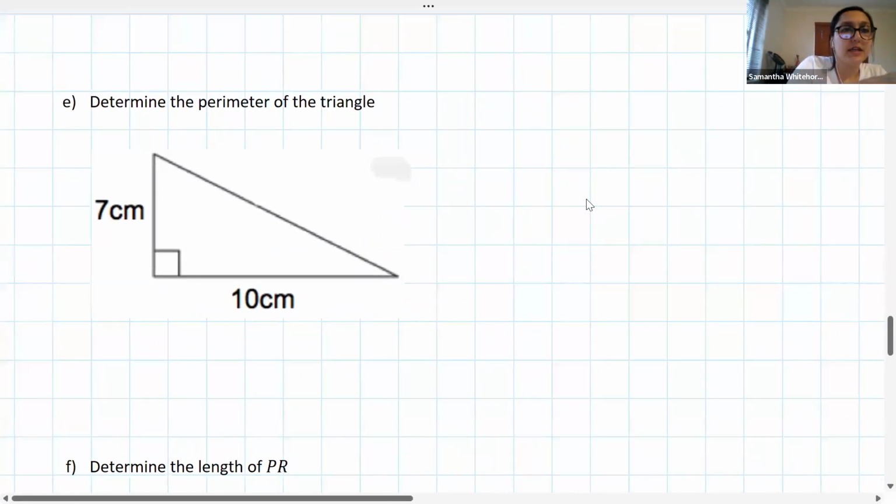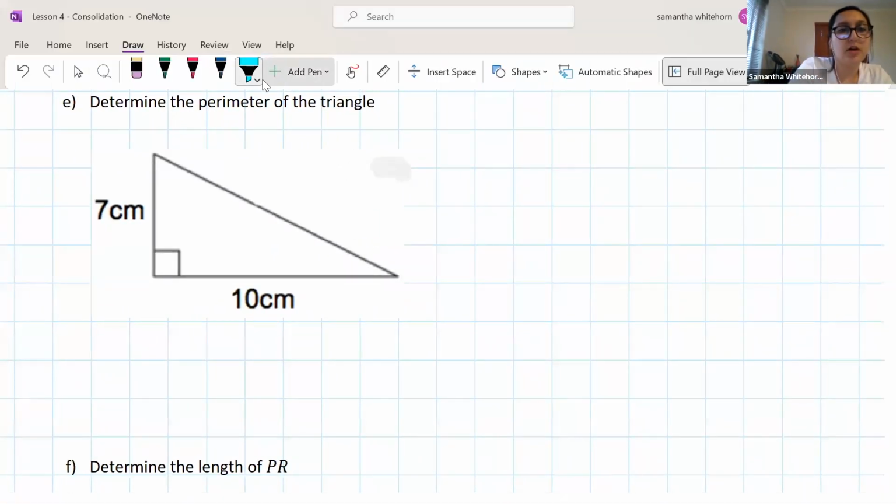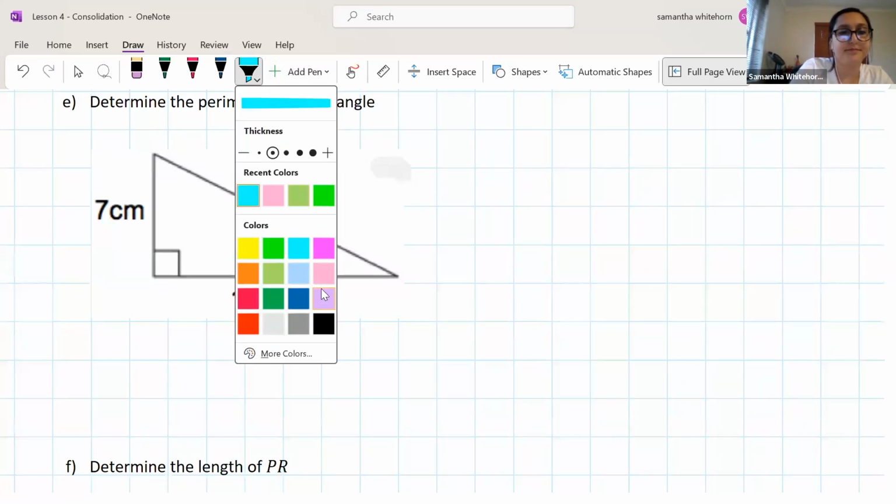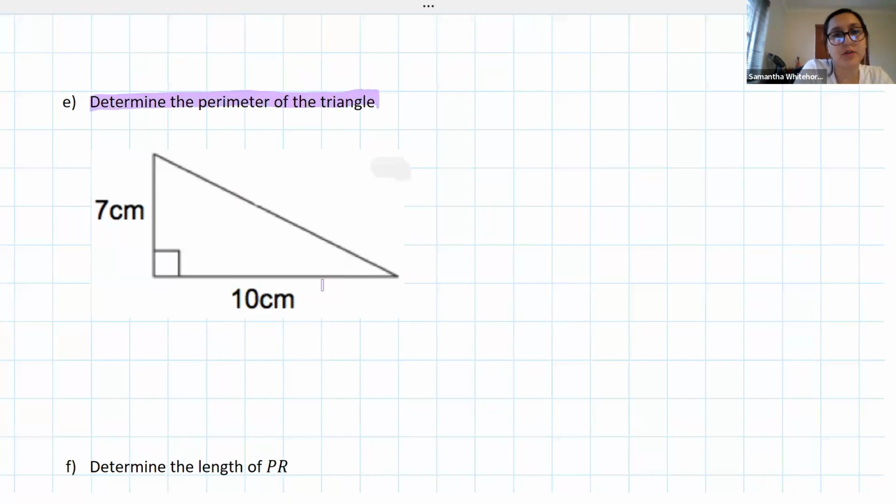The question says, determine the perimeter of the triangle. Okay, now we're only doing area and perimeter next week, so let's just make sure we're all on the same page. Can someone raise their hand? What is perimeter? Can someone tell me what is perimeter?